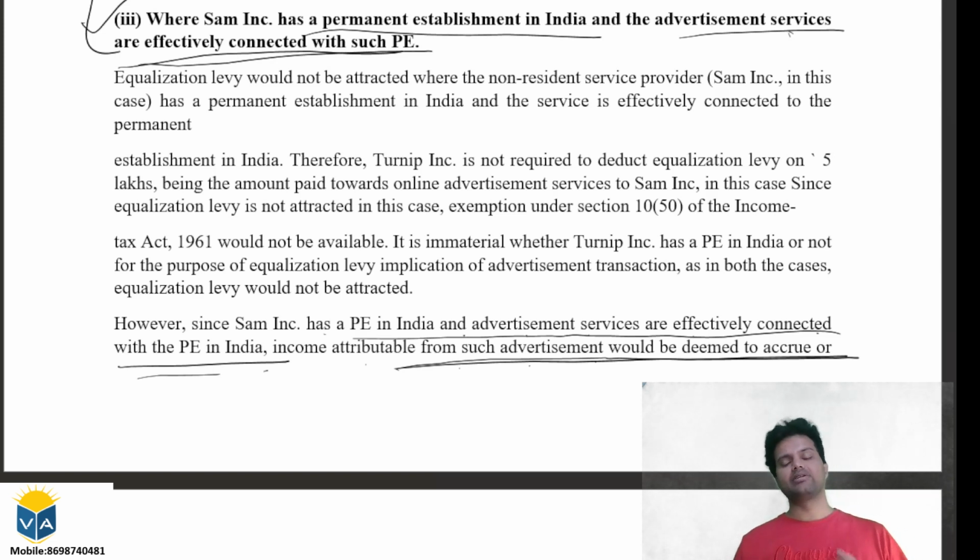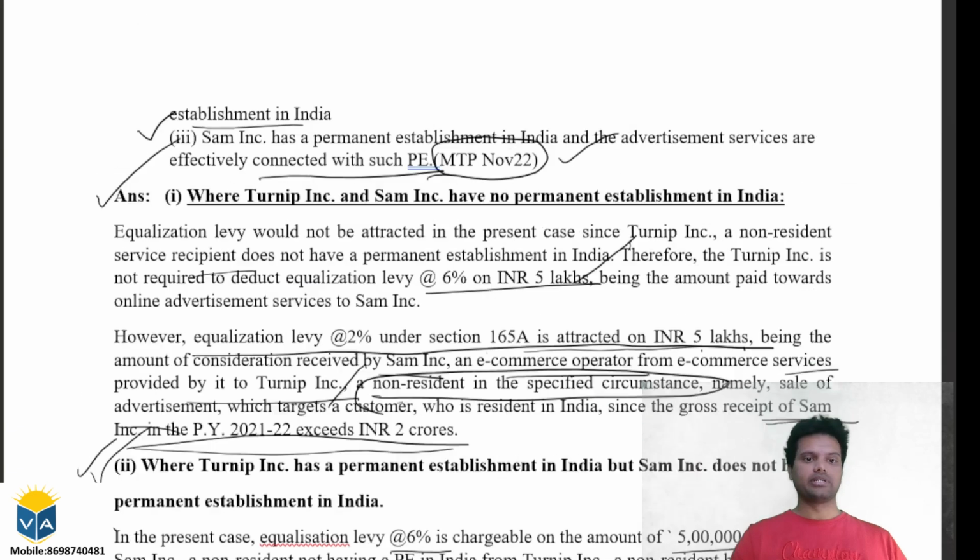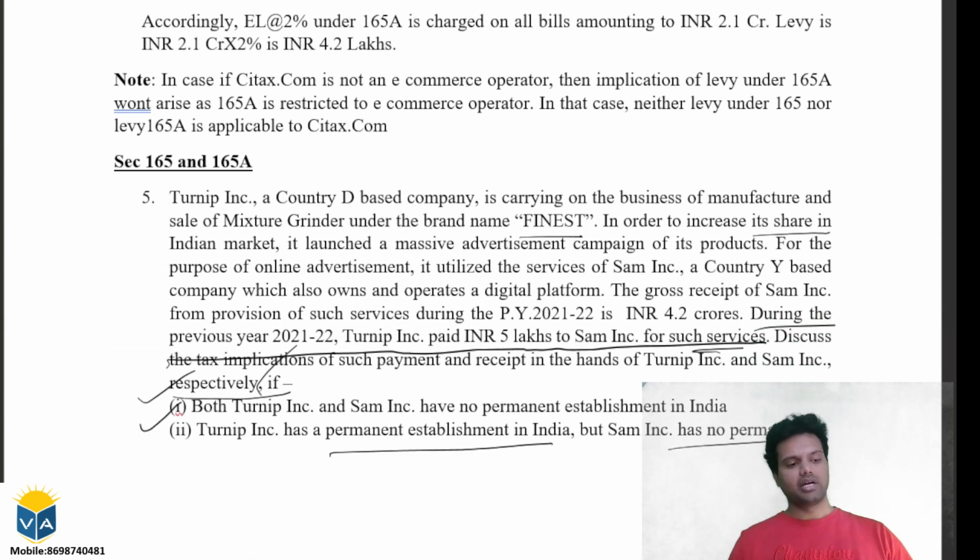Under SAM Inc., normal income tax provisions are applicable. Section 9 is applicable here. Equalization levy provisions under the Finance Act are not applicable here. This is all about question number 5. Now we are moving on to the procedural part like interest, penalty, return filing, appellate provisions, etc.